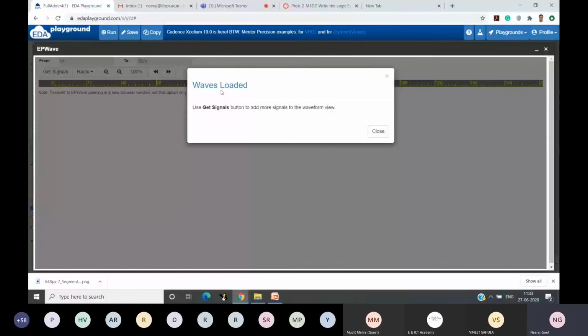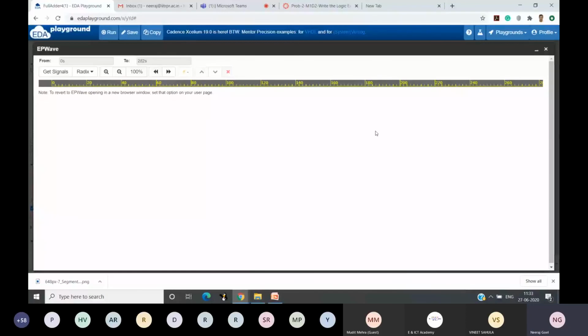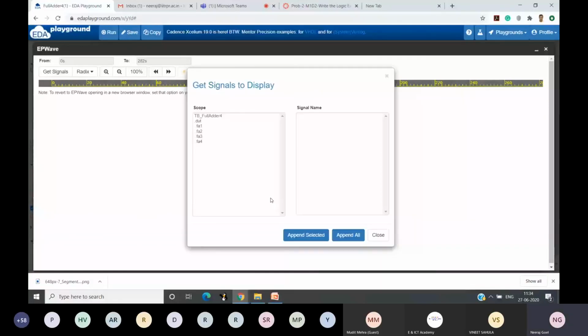Okay, it is not showing any signal. That is interesting. To see the signal here, I have to write get signals. So this is further interesting. You will see that I can define what signals I would like to see. For example, in the scope of test bench full adder, I have these 4 signals which I can see, and I will append those selected signals.